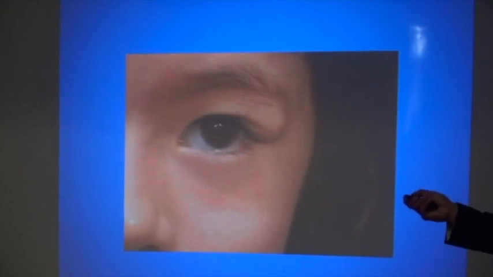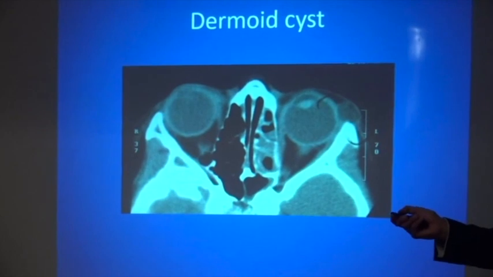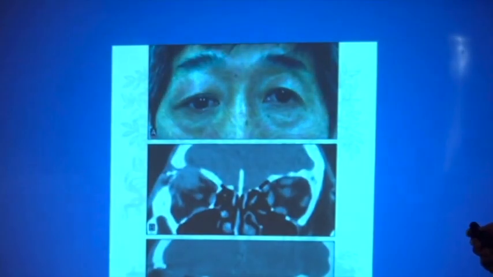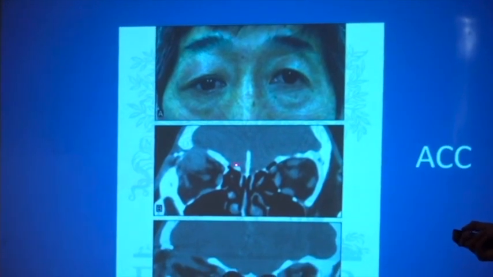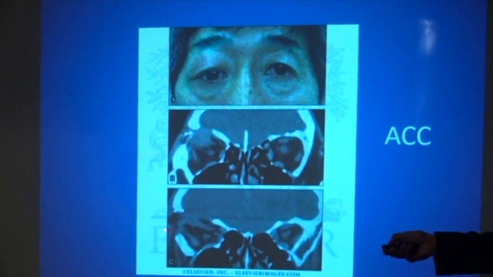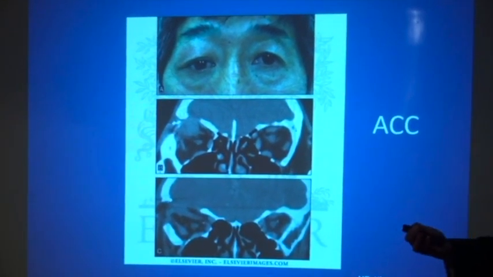So this is a lateral orbital tumor here. This is a dermoid cyst. You can see here, classic appearance of the cyst. This tumor right here, this is adenoid cystic carcinoma. You can see there's erosion of the bone. It's eating away at the bone. That's how you know it's a malignant tumor.